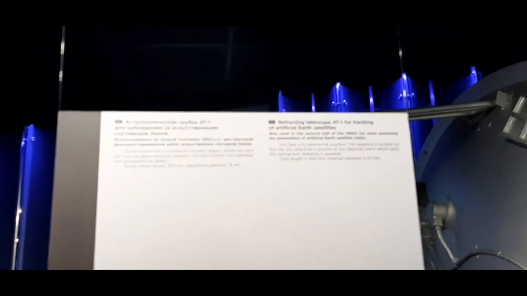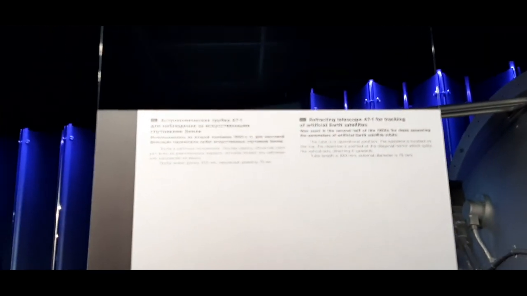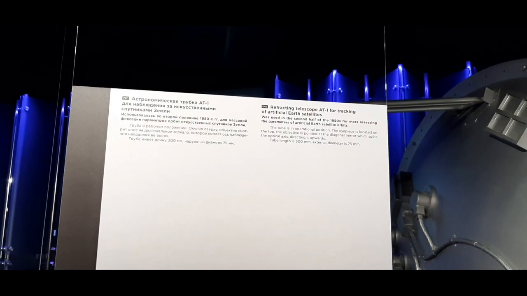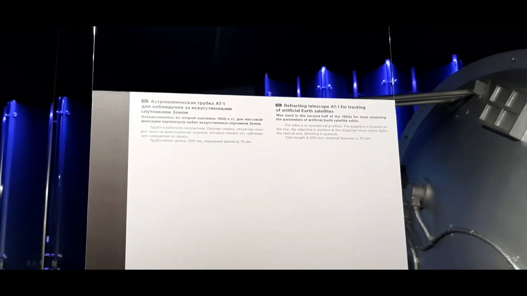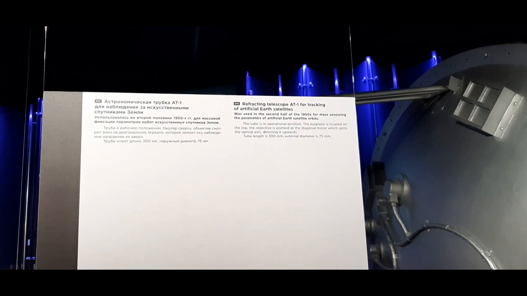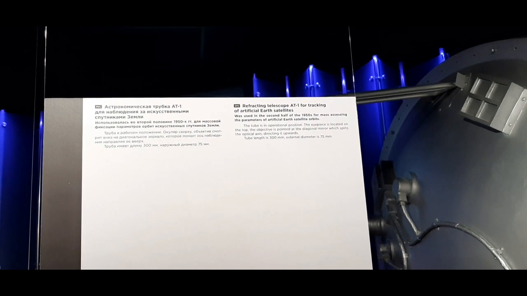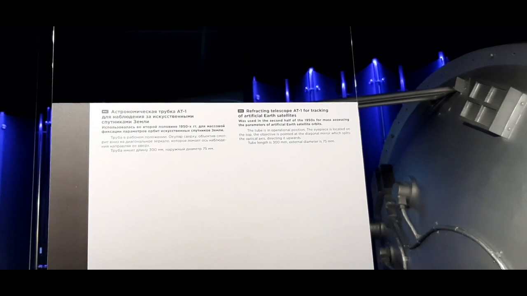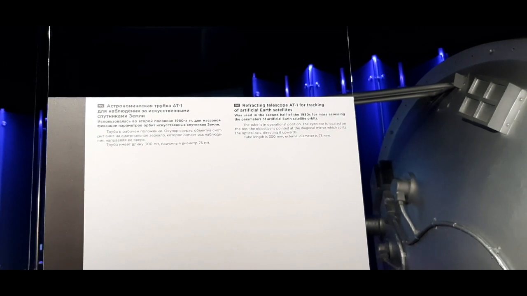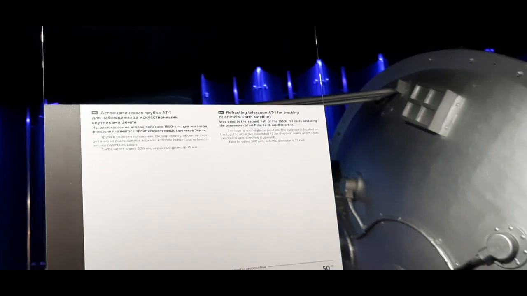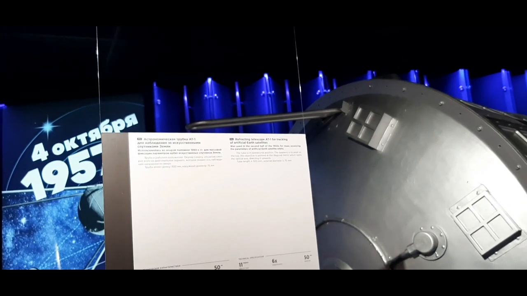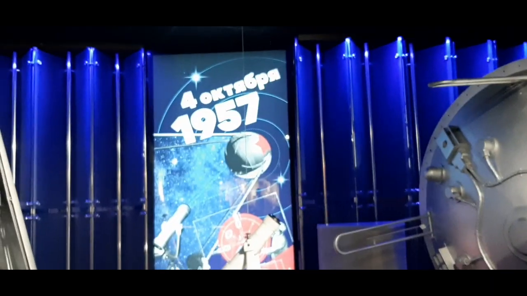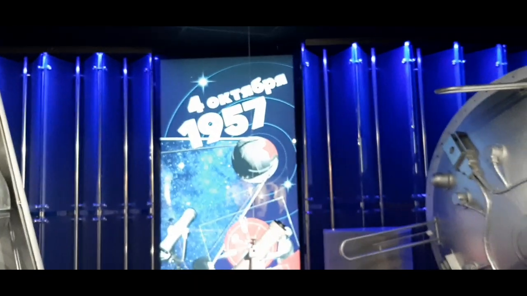Refracting telescope at A1 for tracking of artificial Earth satellite. Dito pala din talaga 1950 for mass assessing the parameters of artificial Earth satellite orbits. Oh my goodness. The tube is in operational position. The eyepiece is located on the top. The objective is pointed at the diagonal mirror which splits the optical axis, directing it upwards. Tube length is 300 mm, external diameter 75 mm. Ayan, 1957, nag-ano talaga sila.